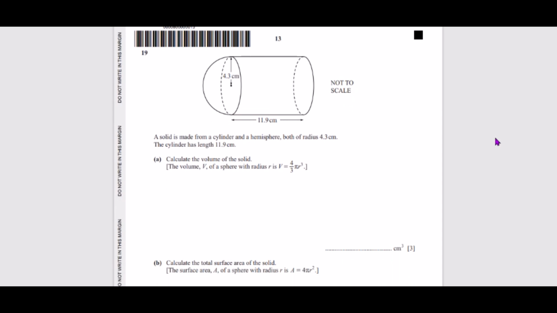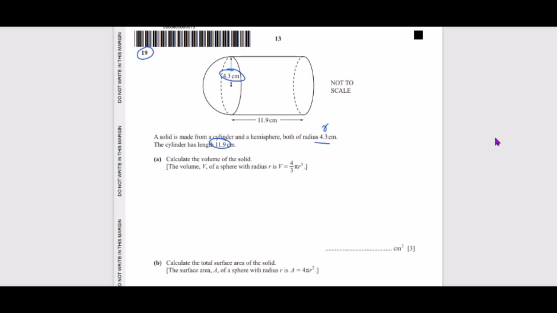Question number 19. A solid is made from a cylinder and a hemisphere. Both have radius 4.3 centimeter. The cylinder has length 11.9 centimeter. Okay, first of all, calculate the volume of solid.